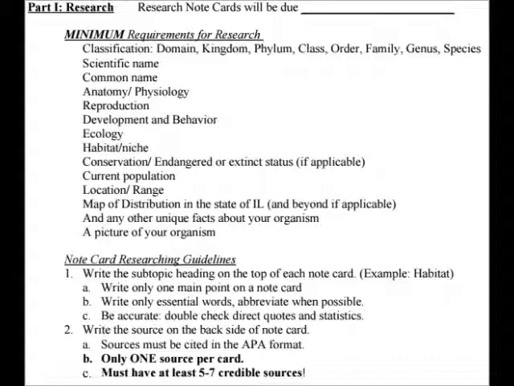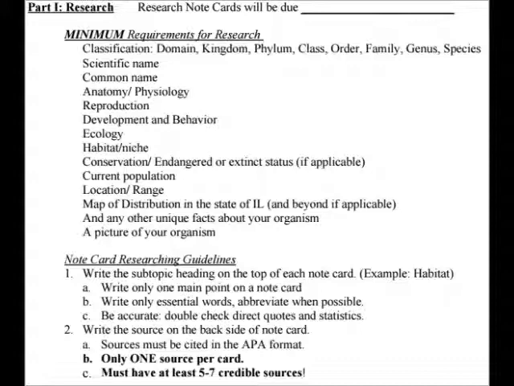For some of you, maybe it's endangered or extinct or threatened or protected in the state of Illinois. What is the current population in the state of Illinois? What's its location and range? Sometimes that range will extend beyond the state. You could also include some of that information. You want to try to find a map of how that animal's population is distributed in the state of Illinois and possibly beyond the state of Illinois.